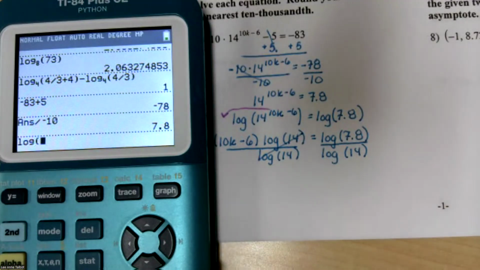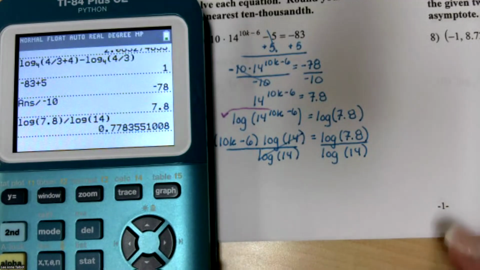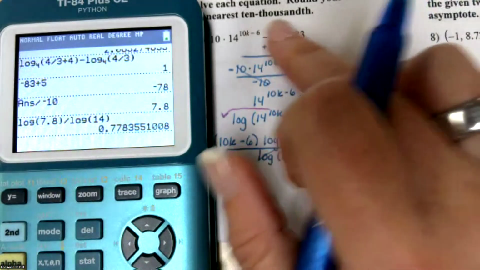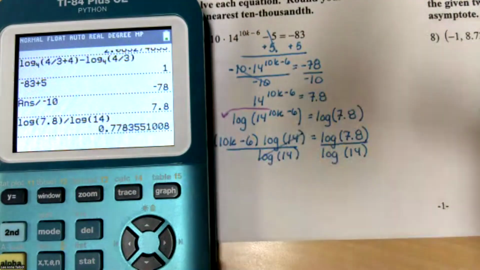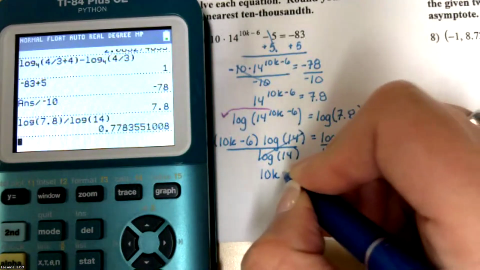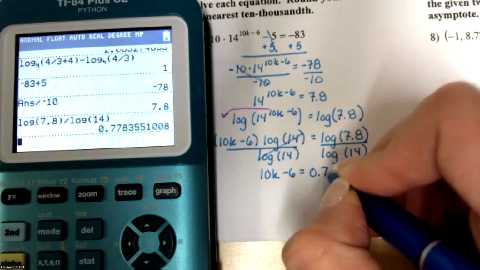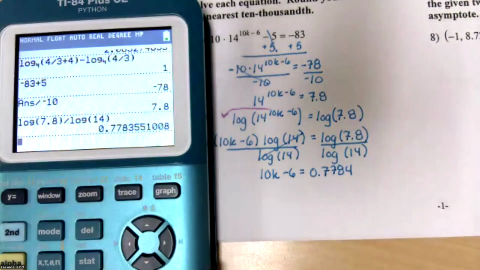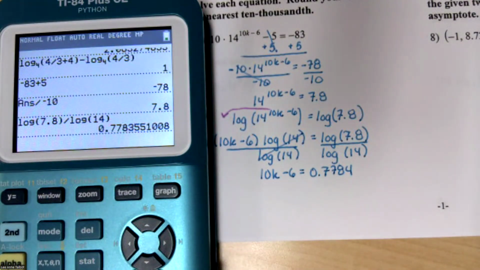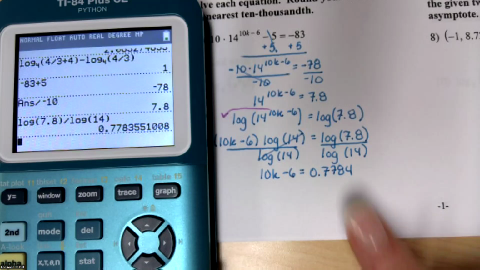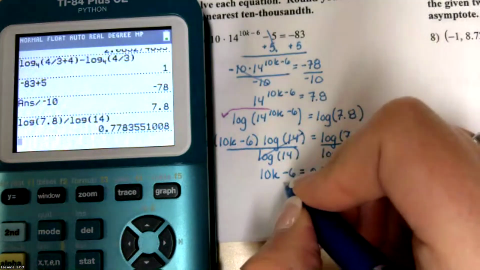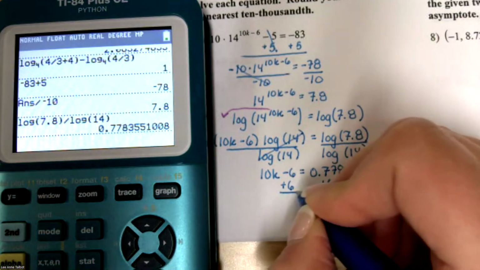So first I go log 7.8 divided by log 14. And in the directions, it says 10 to the minus 6, which is 4 decimal places. So 0.7784. But what I mean by that is I'm going to leave the decimal in the calculator going for being the most precise. I'm not going to round in the calculator, but I am lazy, so I'm going to round here.